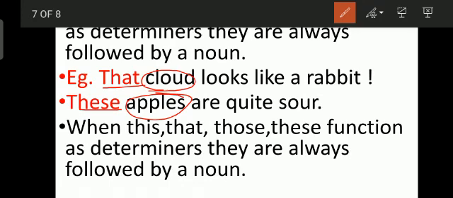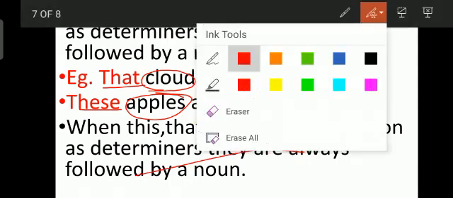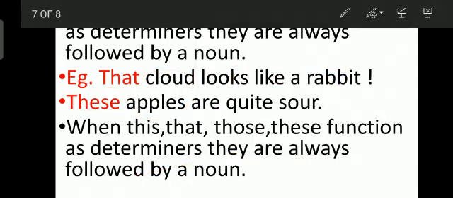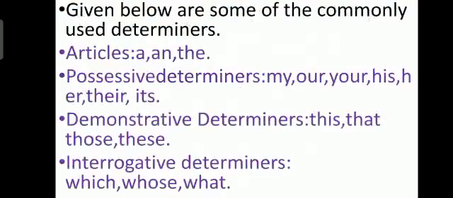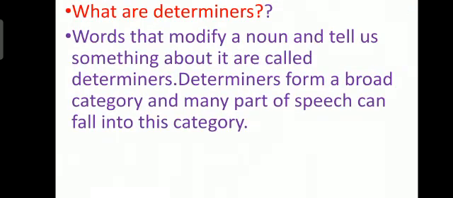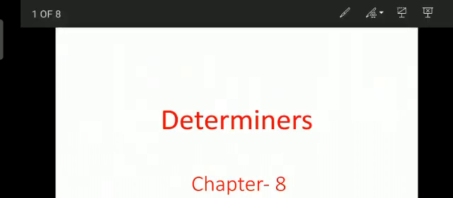So kids, that was about determiners and pronouns. Hope you understand the difference between pronoun and determiners, and you understand determiners very well. What are determiners and how they function in the sentence.